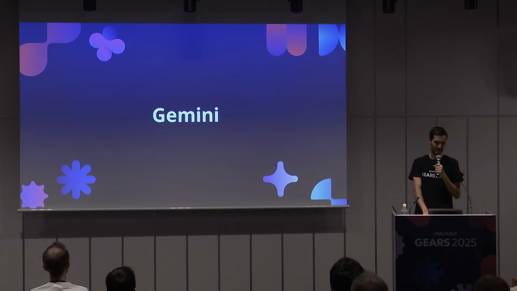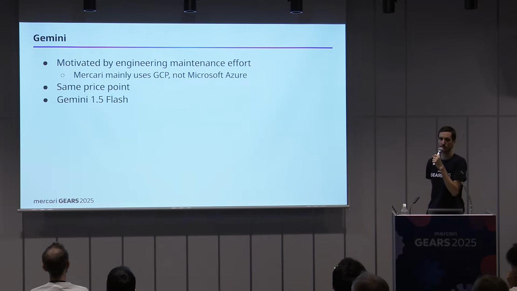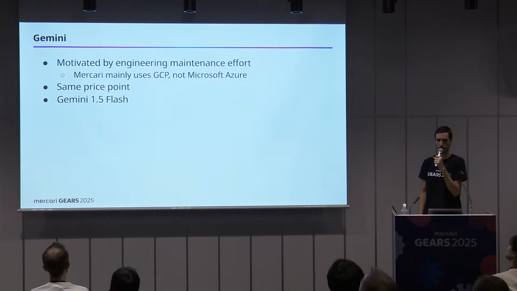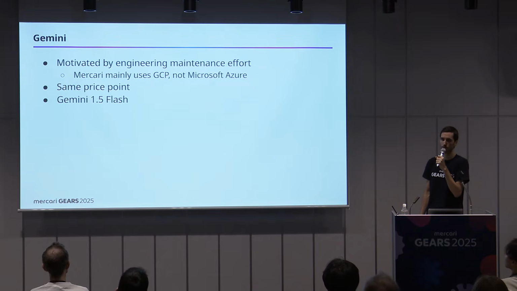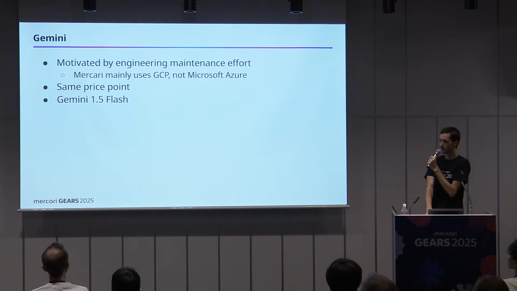All right. So now Gemini. The main reason we wanted to move to Gemini is Mercari uses GCP extensively. We don't use Azure that much, so all our platform tooling and all our engineers are used to GCP. So in terms of maintenance, having ChatGPT in Azure was an additional maintenance effort for us.